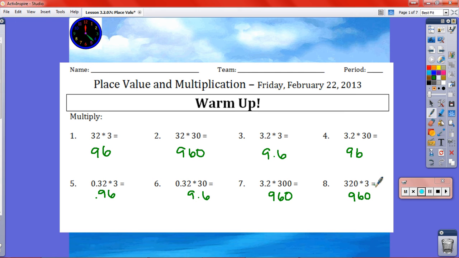And you can always check these with estimation. So about 3 300s would be 900, and about 3 300s would be 900, and so on and so forth.